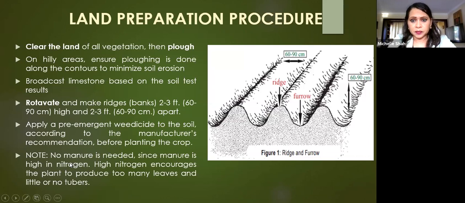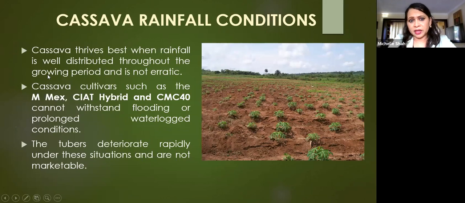Cassava rainfall conditions. Cassava thrives best when rainfall is well distributed through the growing period. The cultivars such as MX, CIAT hybrid, and CMC40 cannot withstand flooding or prolonged waterlogged conditions. The tubers deteriorate rapidly under these conditions and are not marketable. So we have this photo of the cassava plant grown in the field. And remember, these can also be grown at home in your yard as well as in containers.